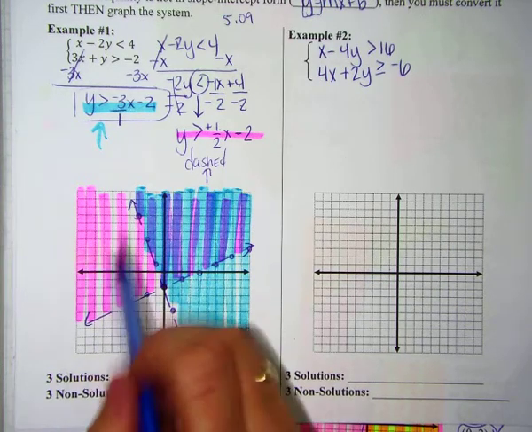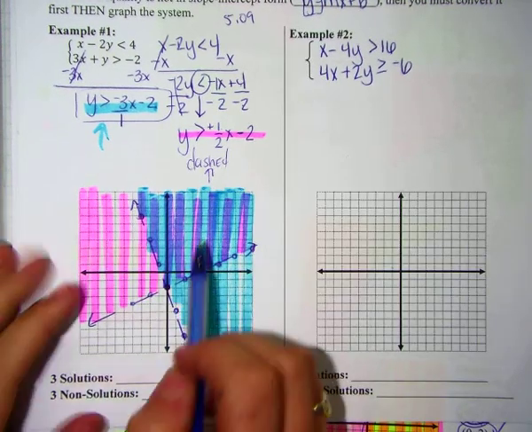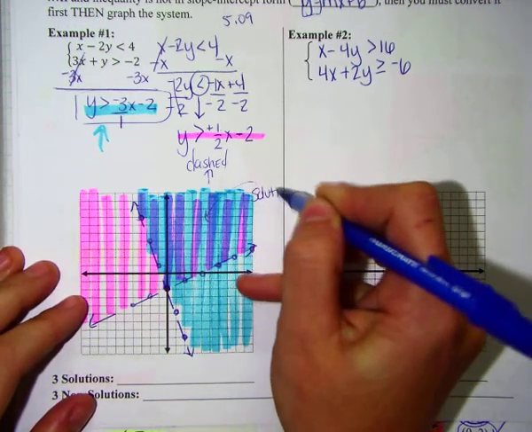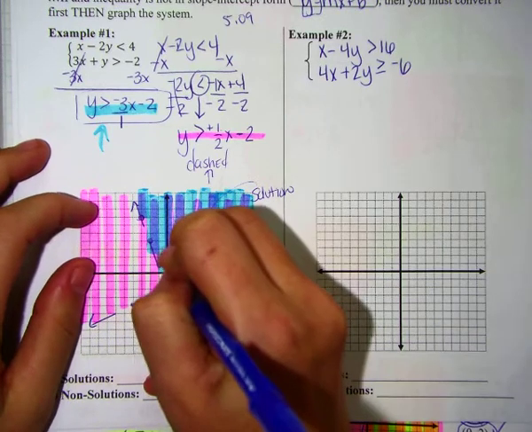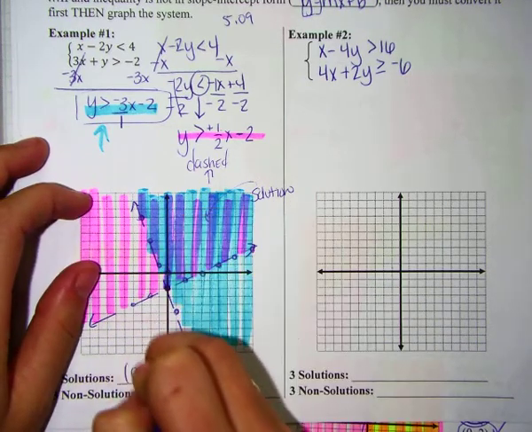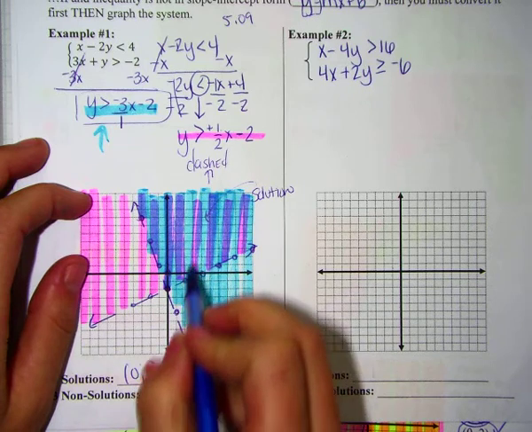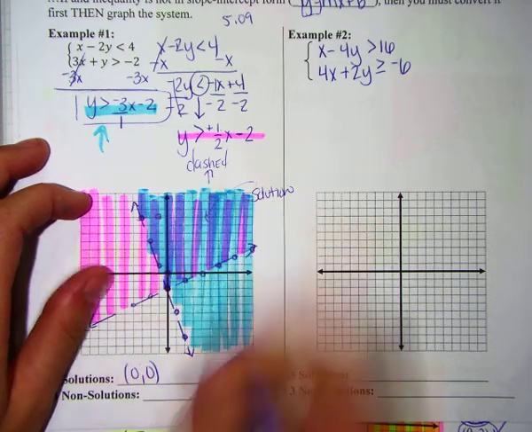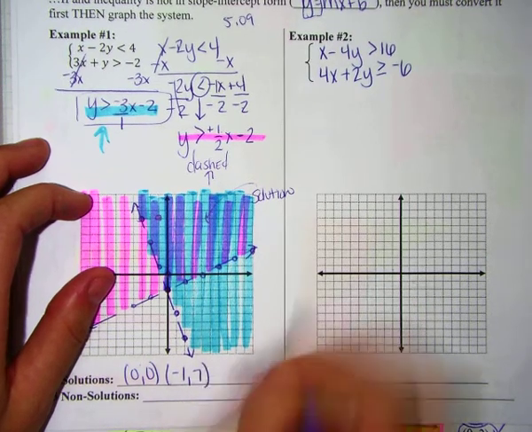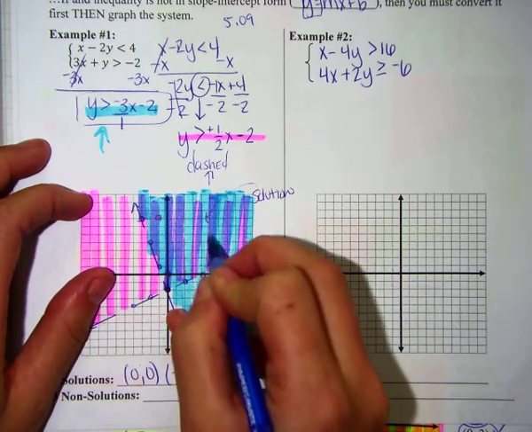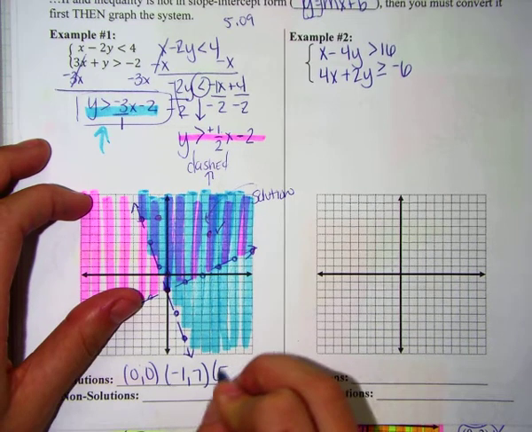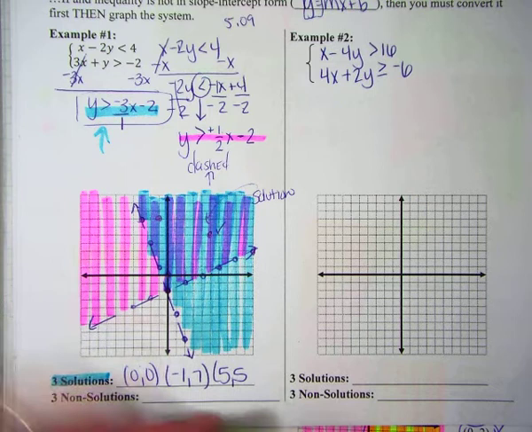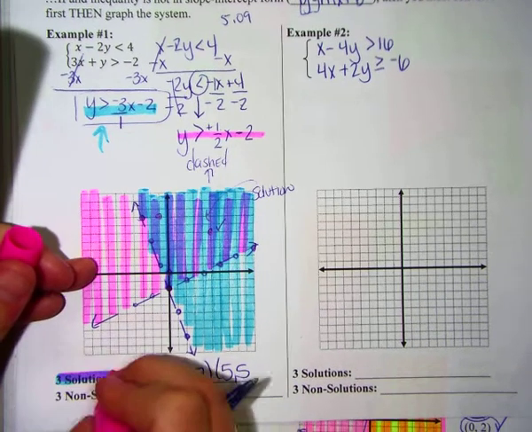So now I have this pink area, this blue area, and then this pink and blue area. These are the solutions to the system. A couple of them would be like 0, 0 is a solution. Also, anything in here, so maybe like negative 1, 7 is a solution. And so is like 5, 5. Because all of them are in the blue and pink region.